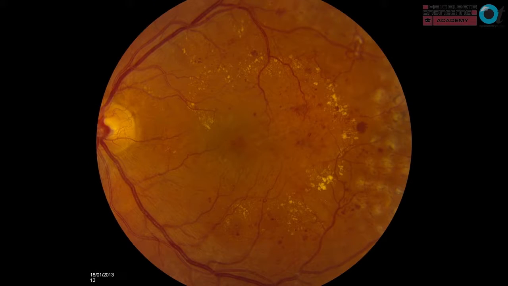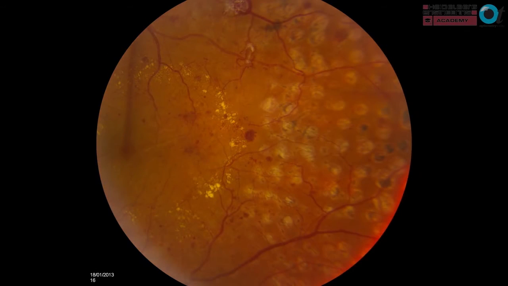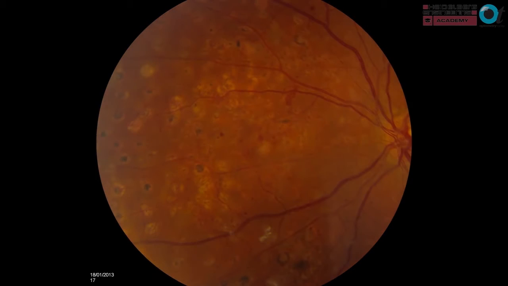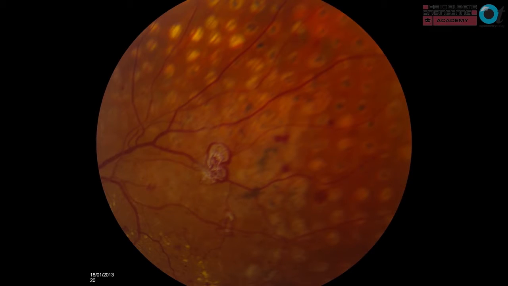And this is his left eye with gross diabetic maculopathy centrally, with again neovascularization at the disc and elsewhere. And this is relentless disease despite laser treatment. And you can see that large venous loop again overlying the arcade.